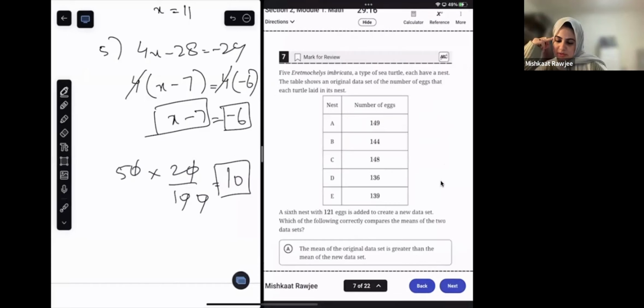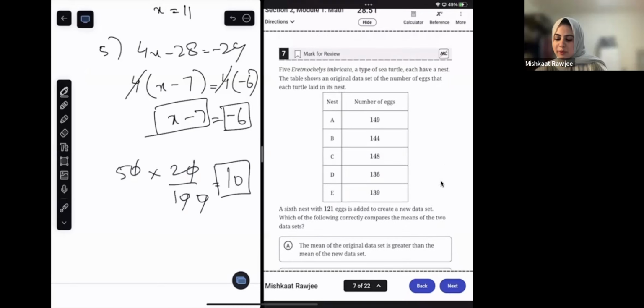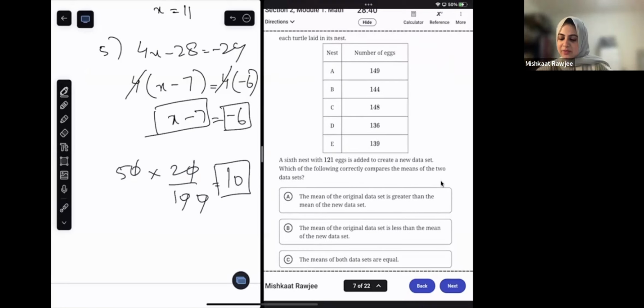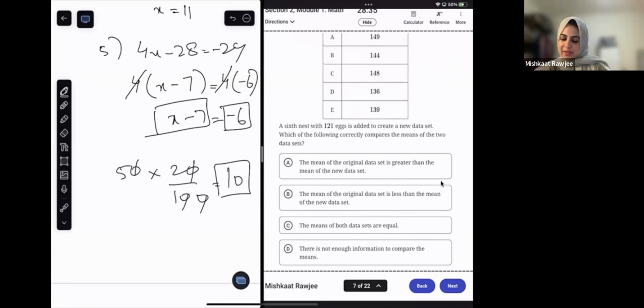Go next. Let me just read this question. The 5 sea turtle types each have a nest, and the table shows an original data set of the number of eggs that each turtle laid in its nest. That's a lot of eggs. A 6th nest with 121 eggs is added to create a new data set, which directly compares the means of the 2 data sets. So all of these are like 40s, 130s, and the nest with 121 is less than all of these, right? So the mean would drop from this set over here. So the mean of the original data set is greater than the mean of the new data set.